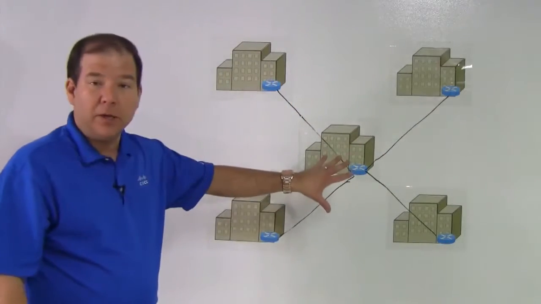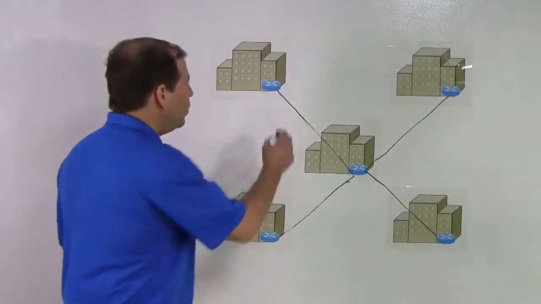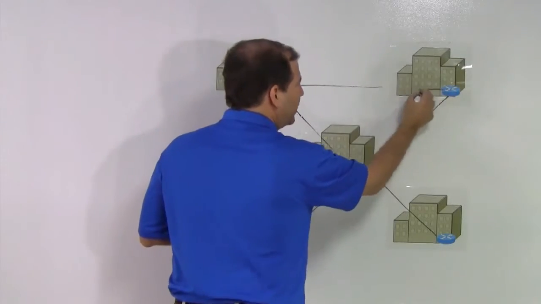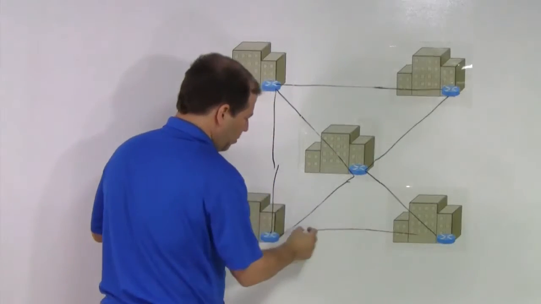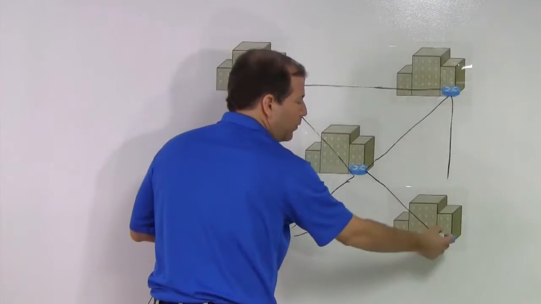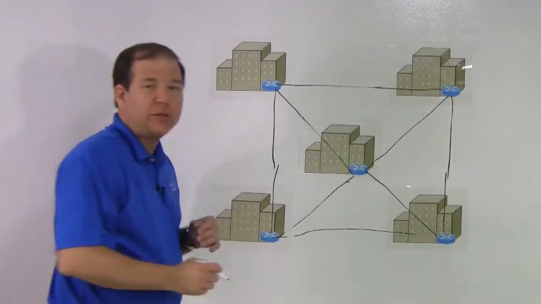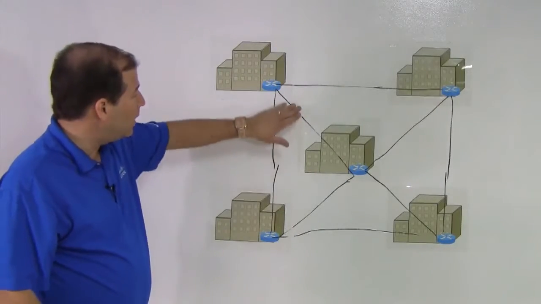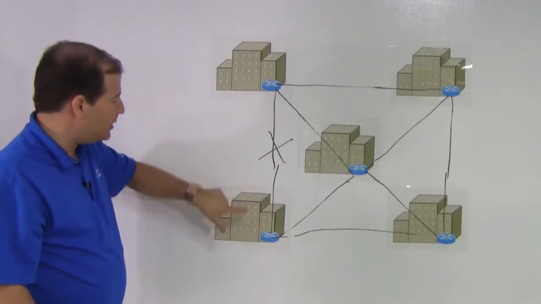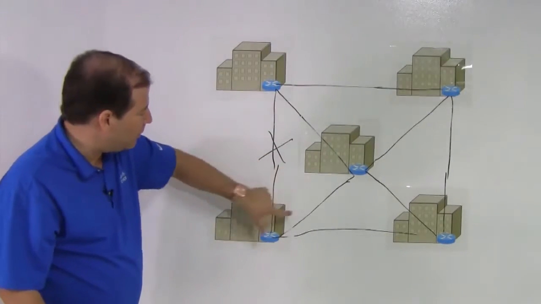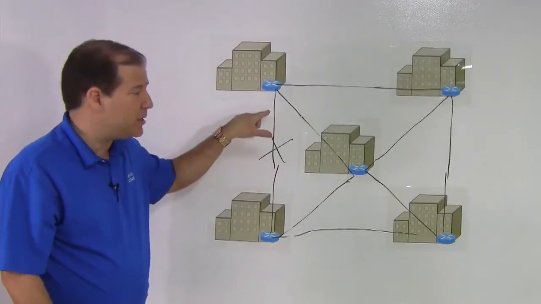We could add on to this. We could have some redundancy. We could connect buildings directly to one another, forming what's often referred to as a meshed topology. That way, if one link goes down, let's say we lose this link, we could still get from this building to the other building simply by going through that centralized site.